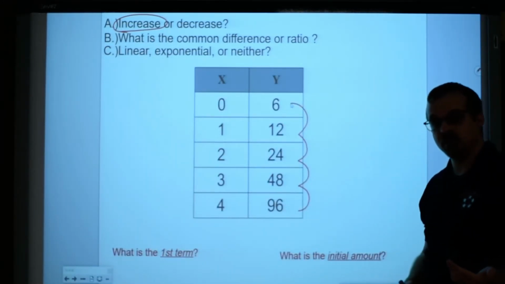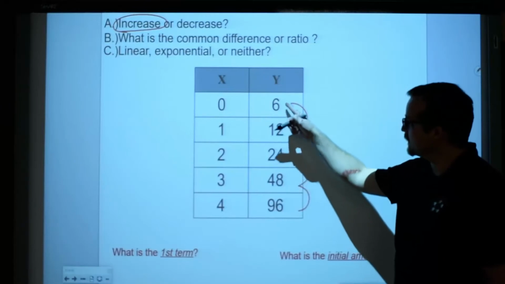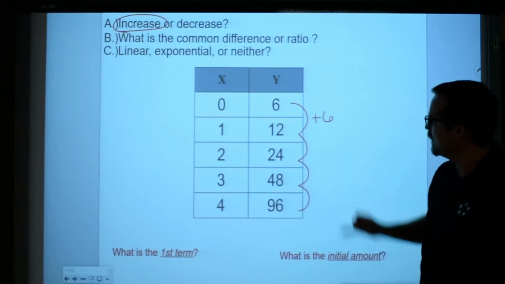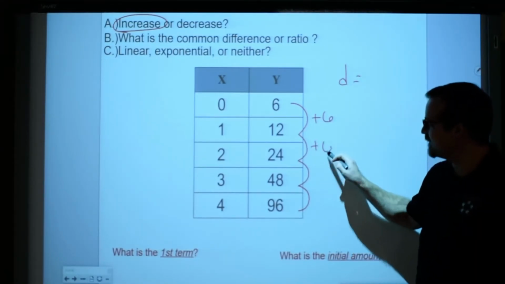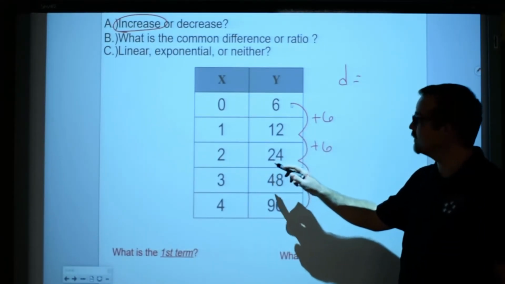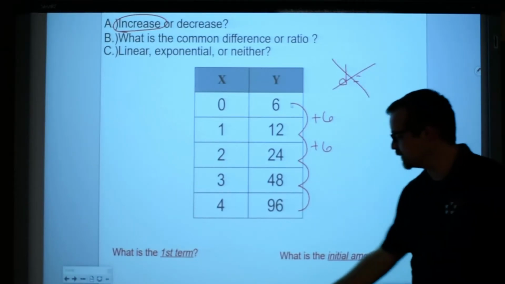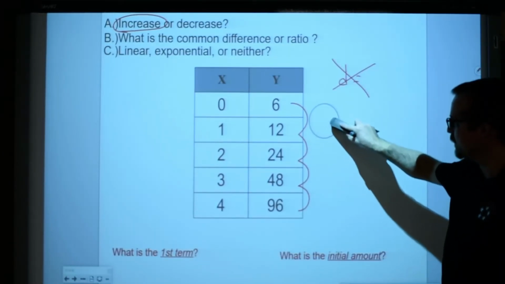Well, let's try looking for a common difference. To get from 6 to 12, I'd have to add 6. Again, we're trying to see if it's a common difference. But if I add 6 again, 12 plus 6 would be 18, not 24. So common difference is out. Now I have to go try to find a common ratio.